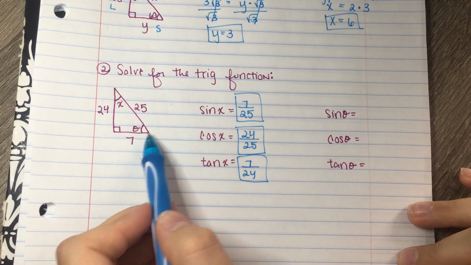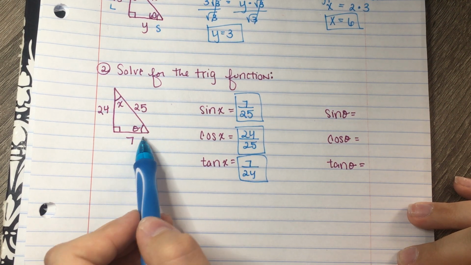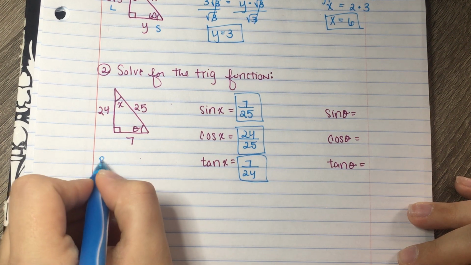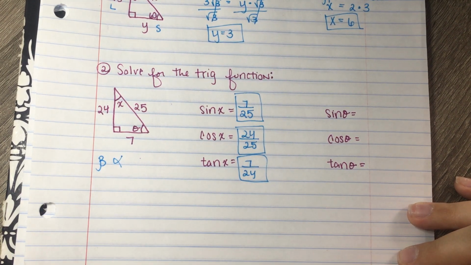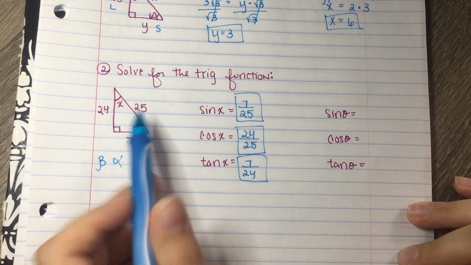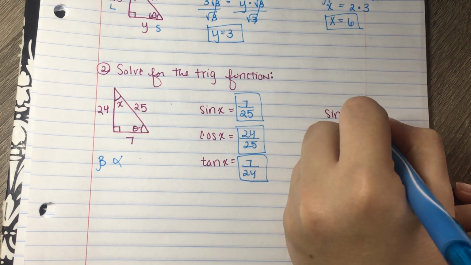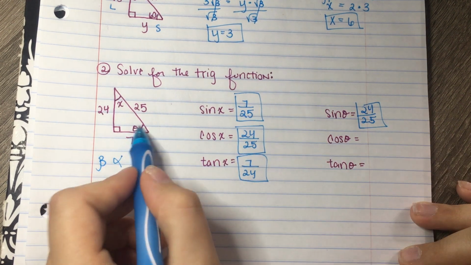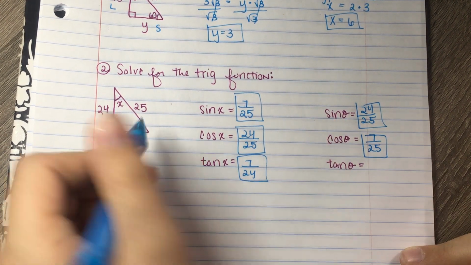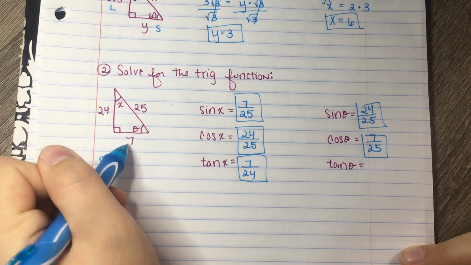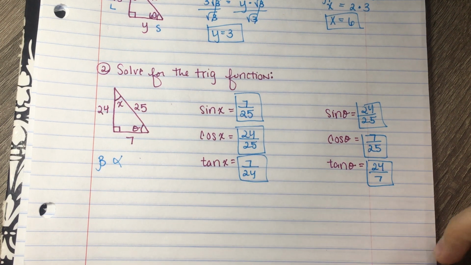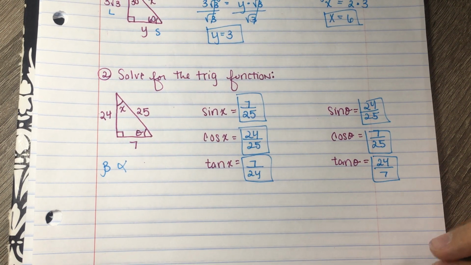Now we're moving on. We're looking at a new angle. This angle is theta. Theta is a Greek letter commonly used with angles. You can also see a beta, and sometimes we use an alpha for angles. Here we are. Sine is opposite over hypotenuse. That's 24 over 25. Cosine is adjacent over hypotenuse. That's 7 over 25. And then tangent is opposite over adjacent, and that's 24 over 7. And there are our final answers for our SOHCAHTOA.